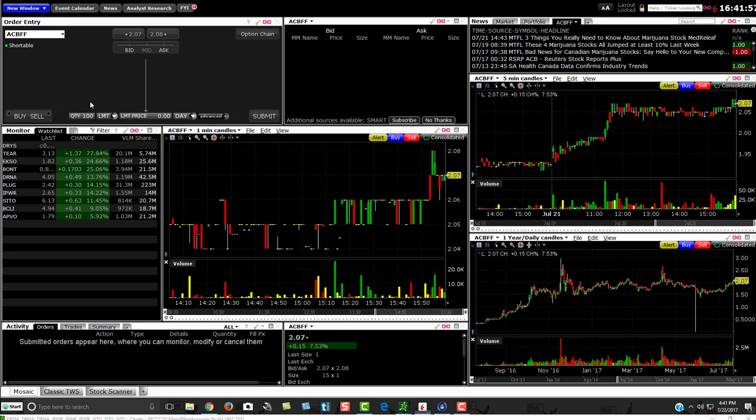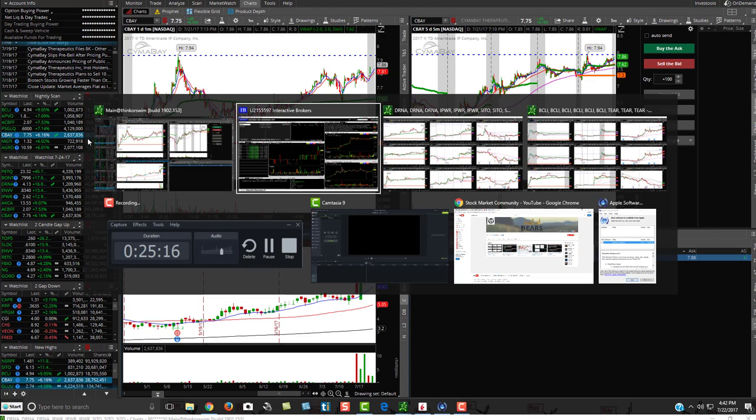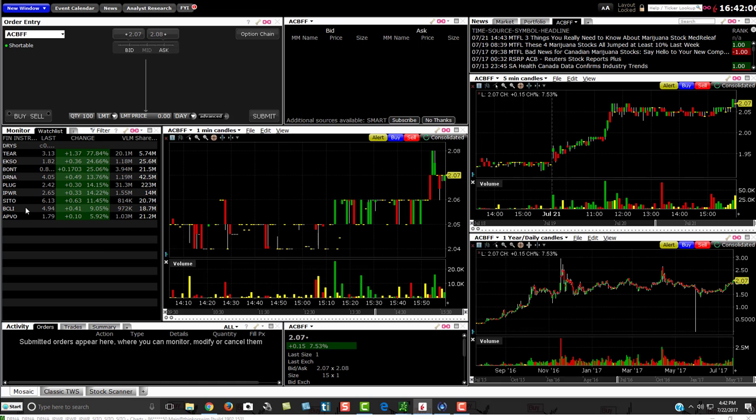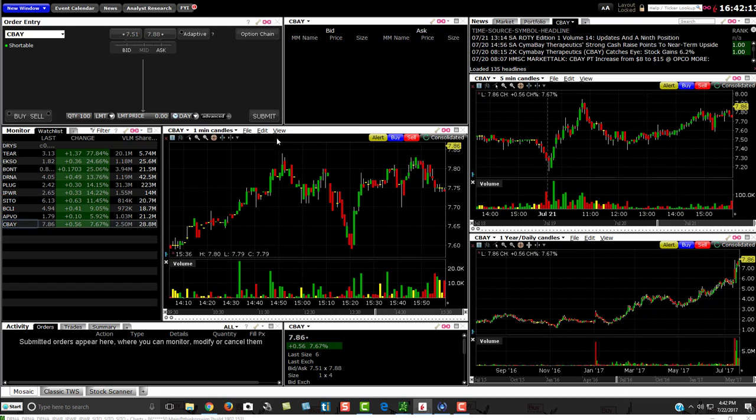But this is a perfect example of one. Look at this. Still a pretty low float stock. It's running up to some resistance. It's one that I like to have on my watch list because if I can short it, I can play it either way. Just again, want to be very careful.